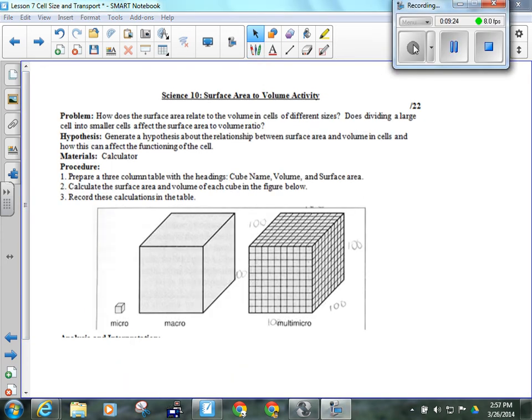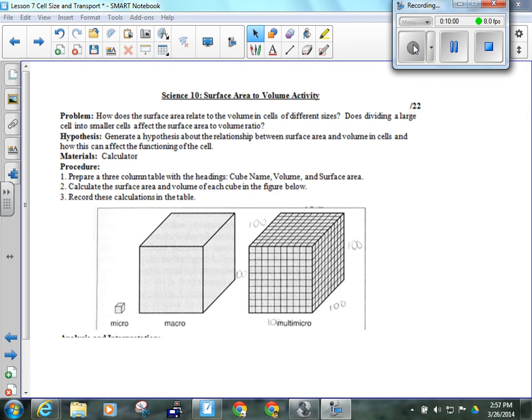So, going to move on here, guys, to how this is going to work. You've got this sheet in front of you, so you might just want to make a couple notes on here as we go along. The problem we're investigating with this little activity is how does the surface area relate to volume in cells of different sizes? We want to see, does your surface area to volume ratio change as you get bigger? We've kind of already said that it does, but we want to mathematically prove that. We also want to look at a single-celled organism. Micro is single-celled. Macro is single-celled, but macro is a lot bigger.